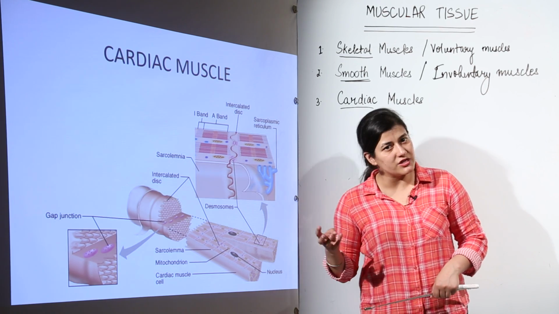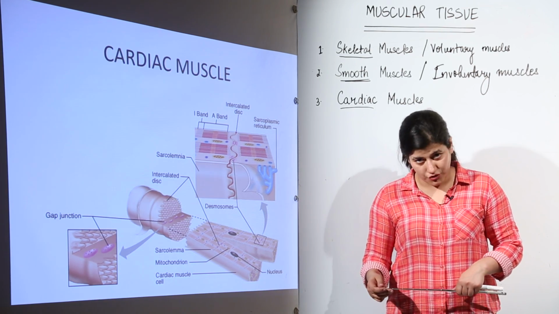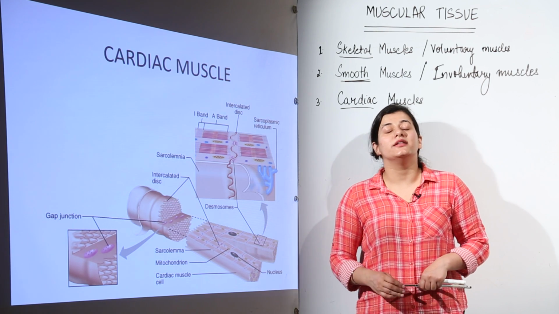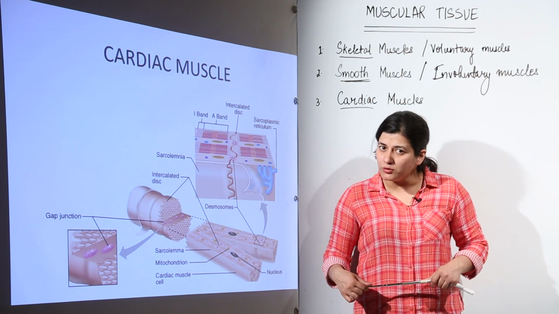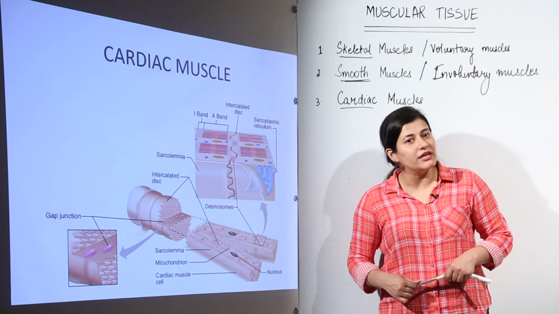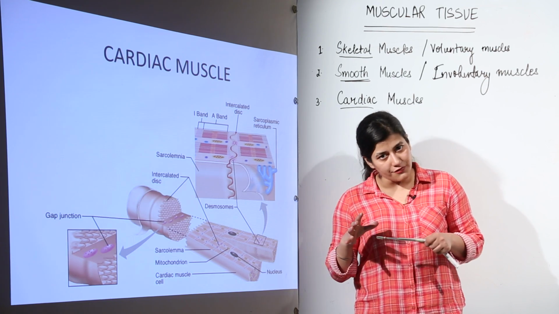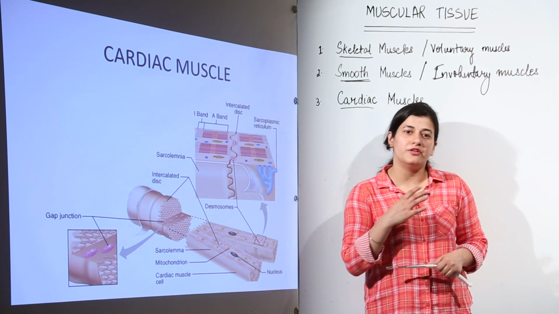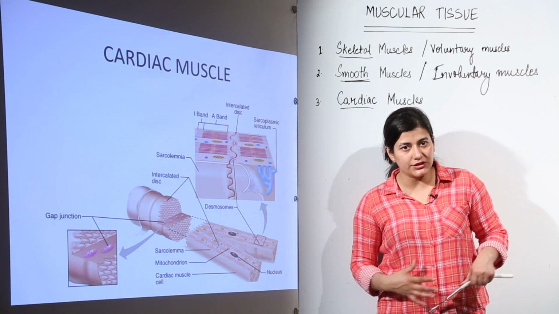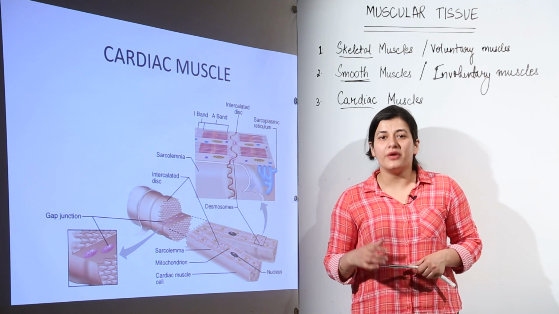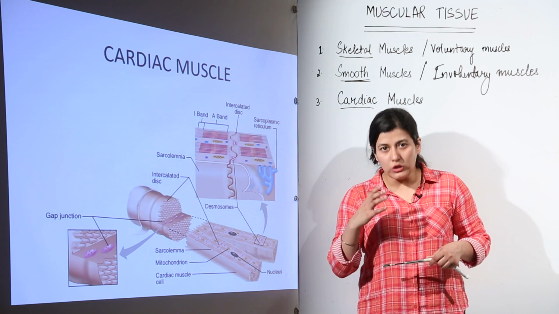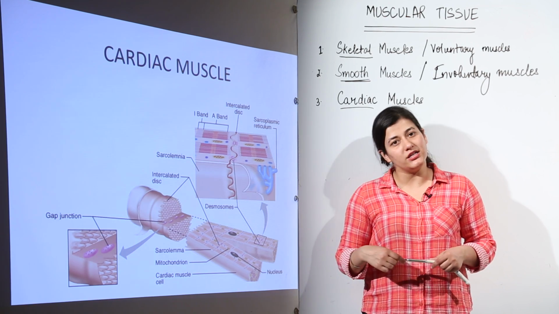Very simple to learn. The first one is voluntary, the skeletal one, pardon me, the second one is involuntary, the smooth muscles, and the third one is the cardiac muscles which are restricted to the area of the heart. So we have the muscular tissue which along with other tissues is responsible for bringing about motion, locomotion and movement in the animals.